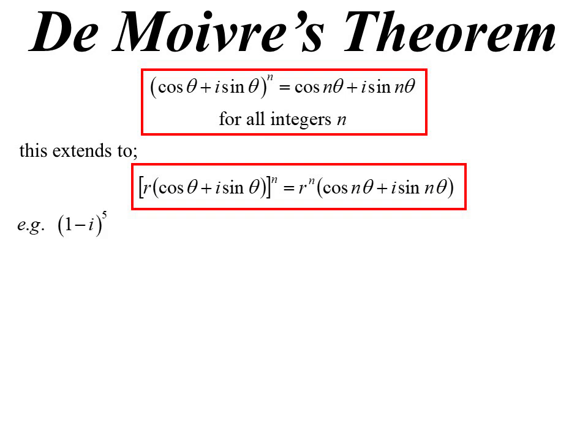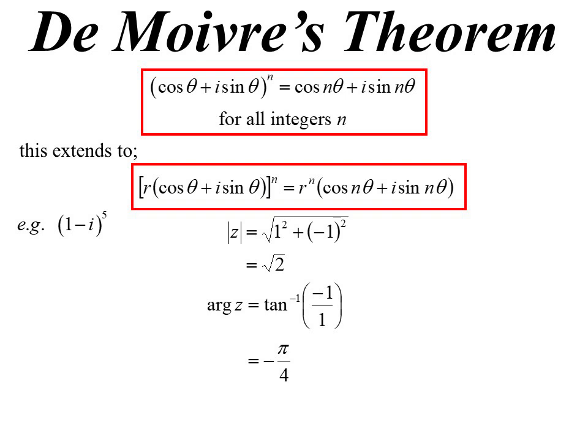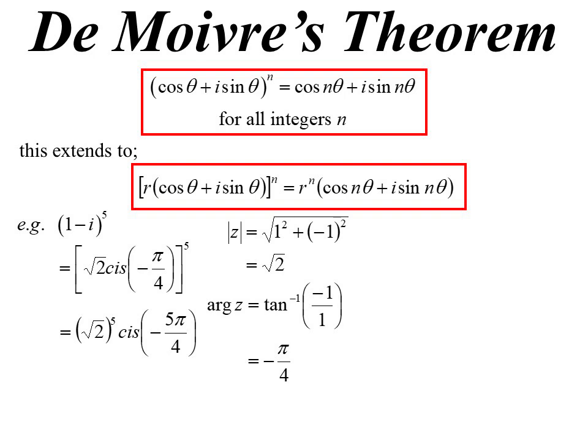So for example, (1 minus i) to the power of 5. Now I could work out its modulus, root 2. I can work out its argument, minus pi on 4. So root 2, (cos of minus pi on 4 plus i times sine minus pi on 4), all of that to the power of 5. We raise the root 2 to the power of 5, but we multiply the argument, so we get minus 5 pi on 4. And I can easily work out root 2 to the power of 5 is 4 root 2.